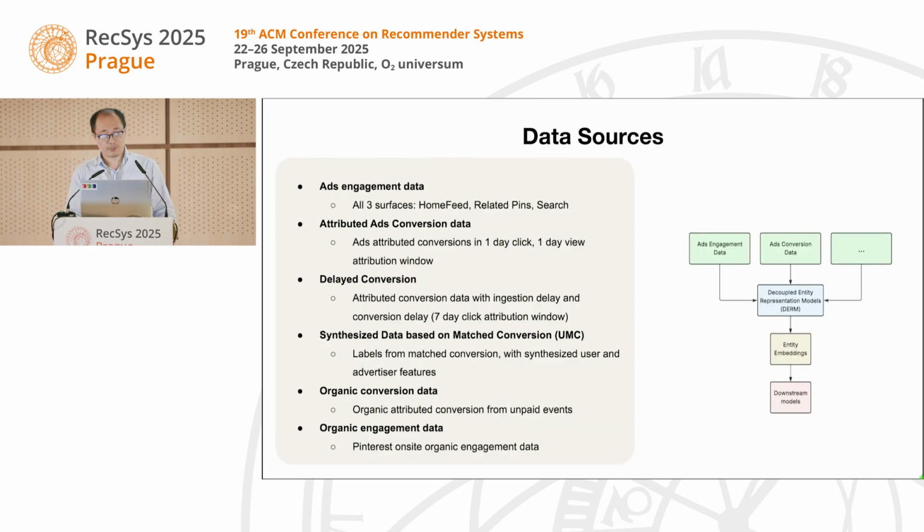So here's an example of these data domains. We can use engagement data, attributed conversion data, and some conversions in another attributed window or with some ingestion delay. And we have a synthesized data set. And for organic, we can leverage a huge amount of engagement data from the organic side as well.